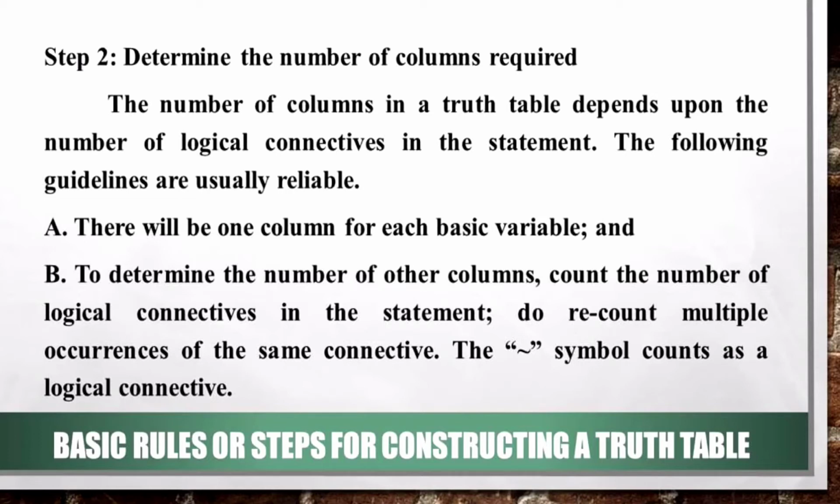Kung statement mo ay, for example, meron kang statement P, Q, P and Q, yung statement, dalawa. Tapos naghanap ka ng negation ng P, magkakaroon ka ng isa pang column para kay not P. Tapos kung meron ka pang P or not Q, magdadagdag ka ng another column. Next, to determine the number of other columns, count the number of logical connectives.